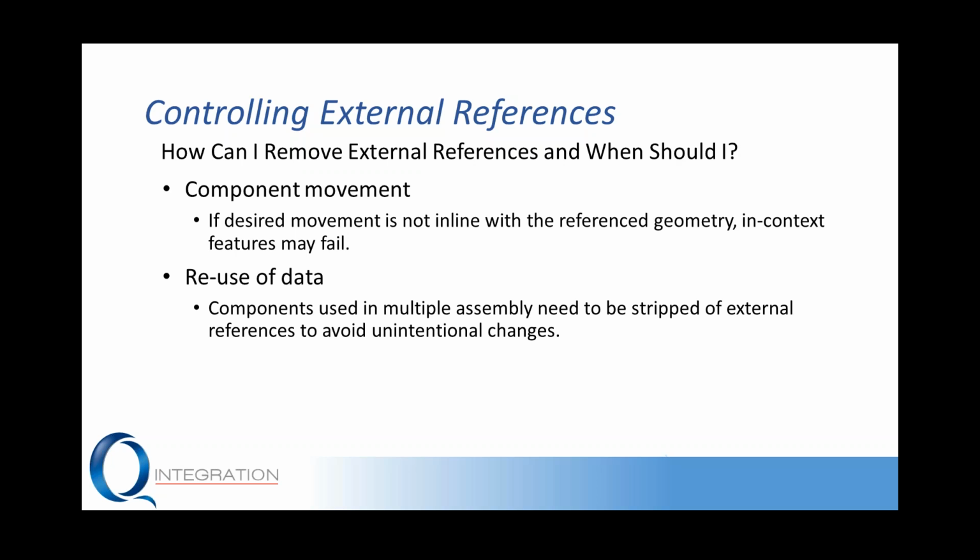Or if we are planning on reusing that component in another assembly. If I have a part that is defined in assembly A with some external references in context features that are looking at changes to assembly A, and I use it in assembly B, any changes that I make to assembly A are going to affect that part, and in turn, because that part is being used in assembly B, it's also going to be affected. So we want to be aware of those and help avoid those unintentional changes to those other assemblies.